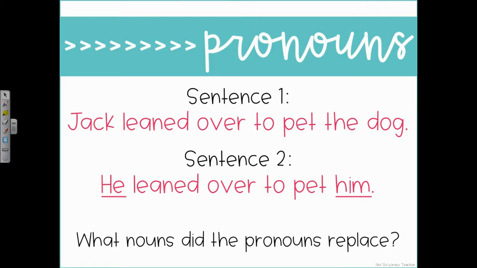Sentence 1 says, Jack leaned over to pet the dog. Sentence 2 uses some pronouns to replace some of the nouns in sentence 1. Sentence 2 says, he leaned over to pet him. What nouns did the pronouns replace? He, in sentence 2, replaced the name Jack. Him replaced the dog.